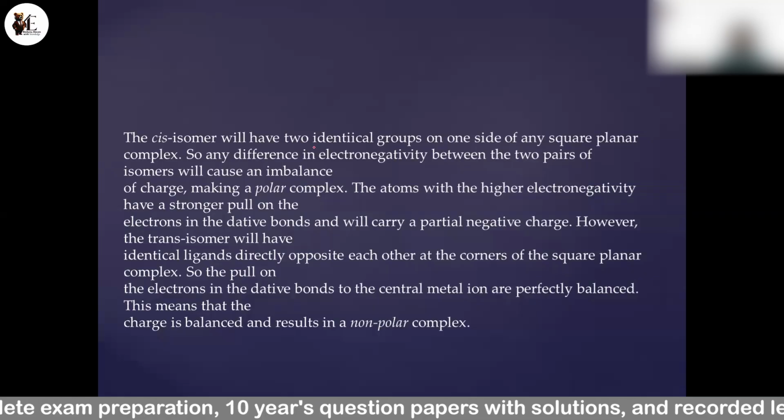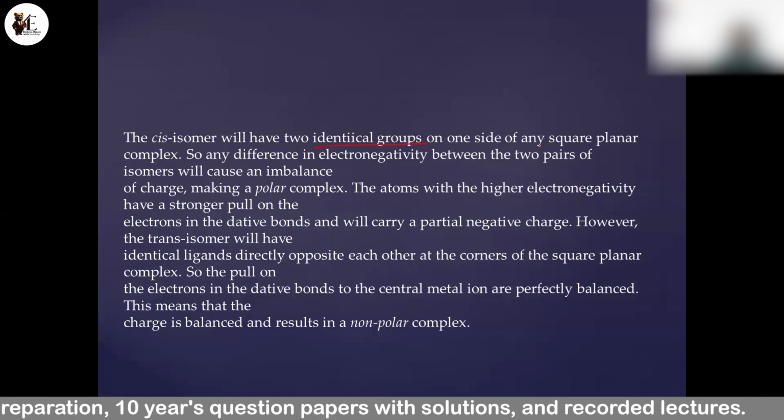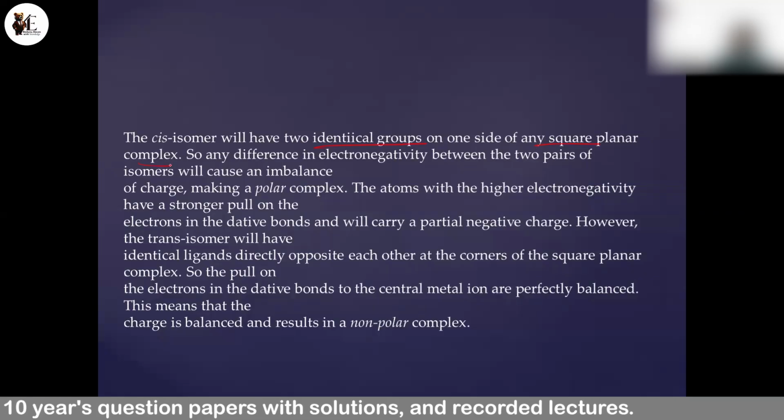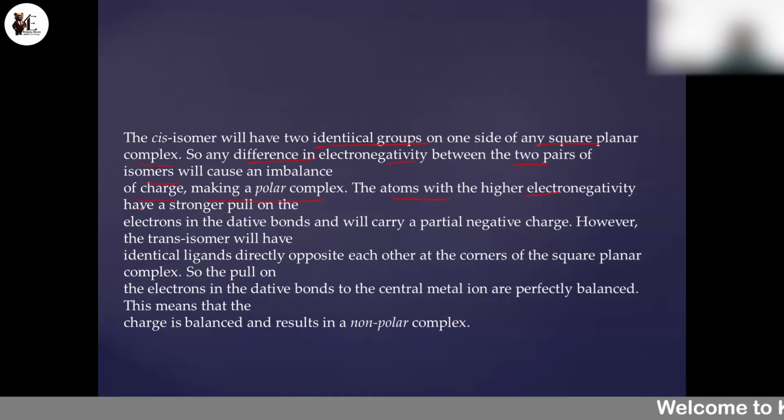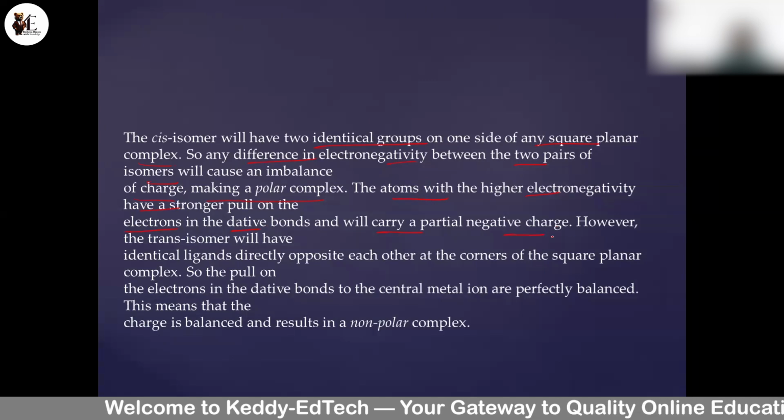So the cis isomer has two identical groups on one side of a square planar complex. Any difference in electronegativity between the two pairs of ligands will cause an imbalance of charge, so it makes a polar complex. The atoms with higher electronegativity have a stronger pull on the electrons in the dative bond. Dative bonds means we are talking about coordinate bonds, and will carry a partial negative charge.